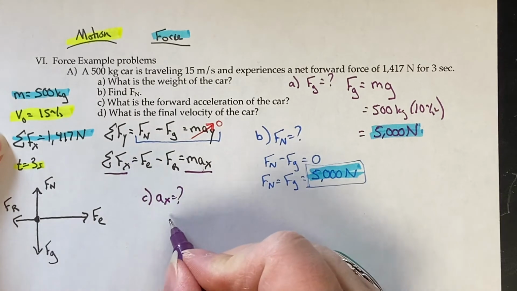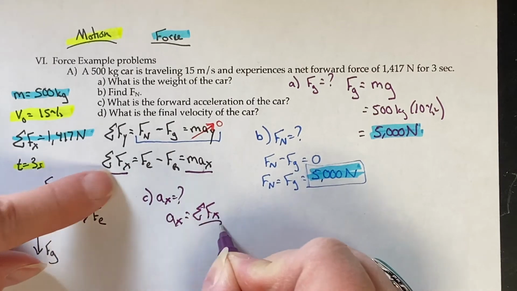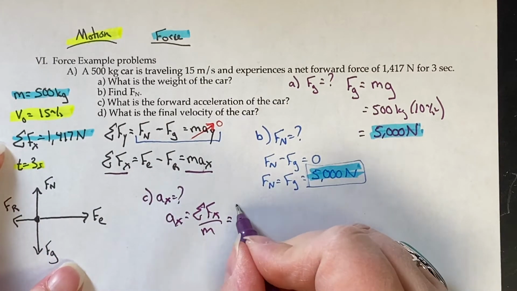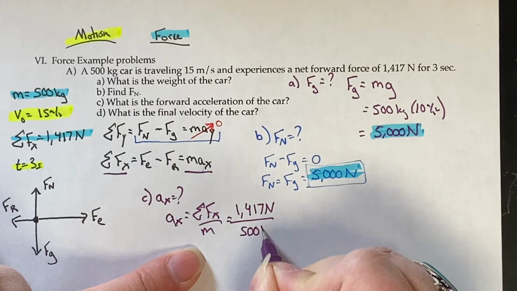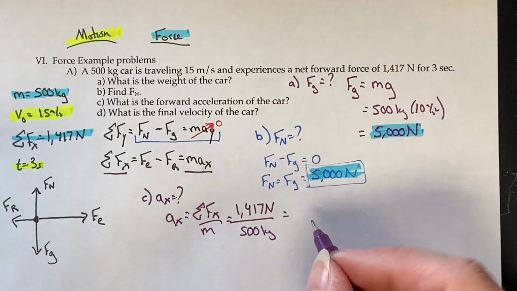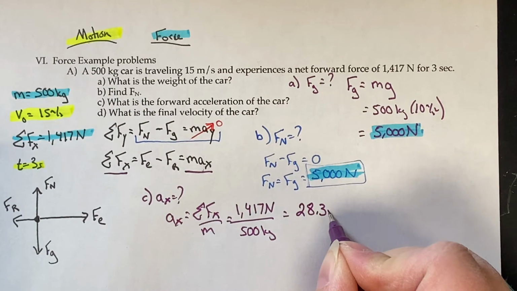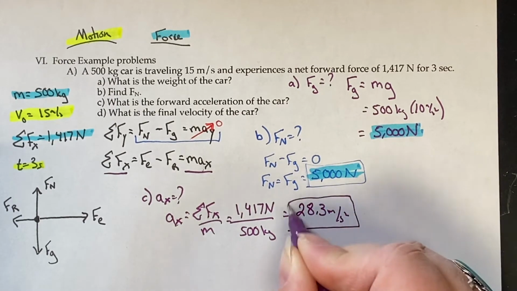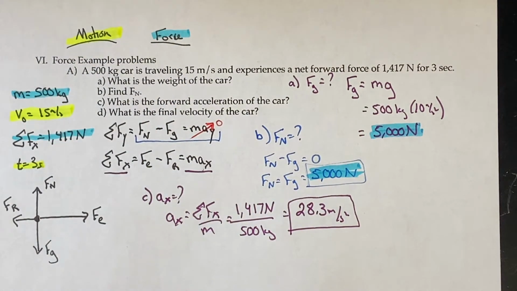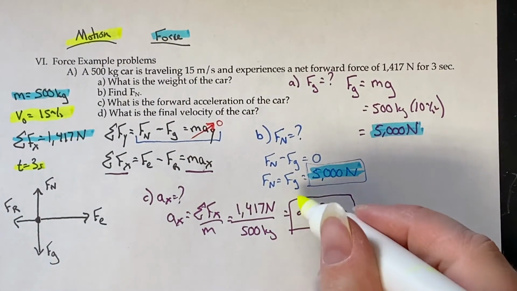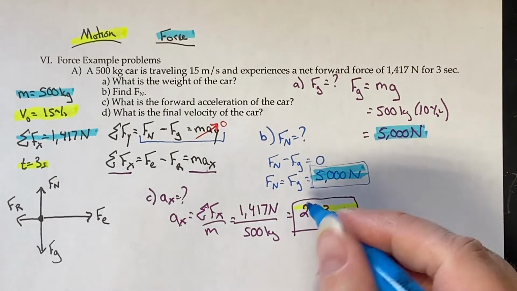I'm going to rewrite that equation first. Acceleration in the x direction is the net force in the x direction divided by the mass. So that's 1,417 newtons divided by 500 kilograms. 28.34, so 28.3 meters per second squared. Okay, acceleration. Again, it's a motion variable and a force variable. So when I highlight this, I'm going to represent that dual nature by highlighting it both yellow and blue.